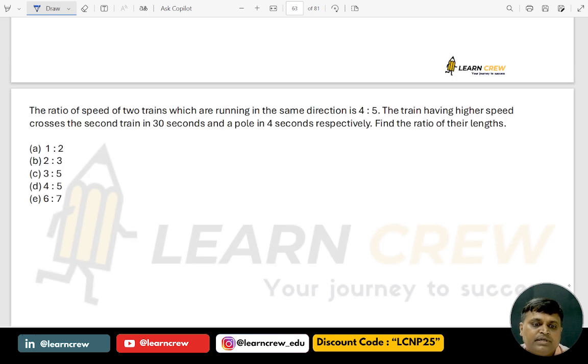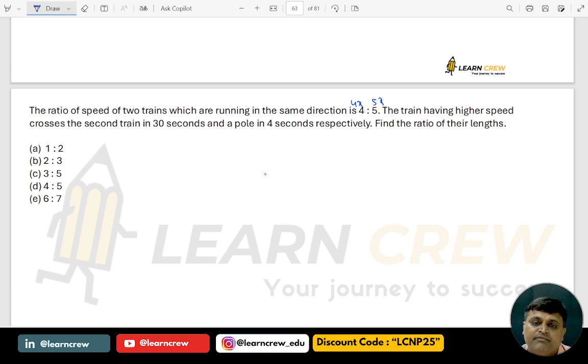The ratio of speeds of 2 trains which are running in the same direction is 4:5. The train having higher speed crosses the second train in 30 seconds and a pole in 4 seconds respectively. Find the ratio of their lengths. So here, the train having higher speed crosses the second train in 30 seconds. One speed is 4x, the other speed is 5x.